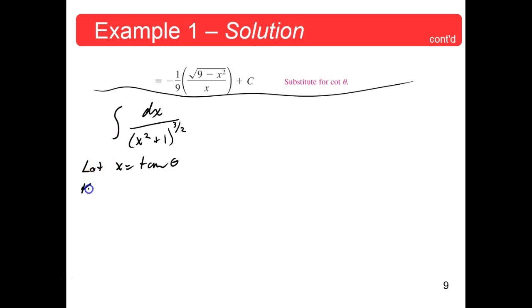Okay. Then, what's your next step usually? dx is equal to secant squared theta d theta. Don't forget your d's. These go together. Okay. Now, if x is tangent theta, what would be x squared? This is going a different direction here. x squared would equal tangent squared theta. Okay, and x squared plus 1 would be tangent squared theta plus 1, right?